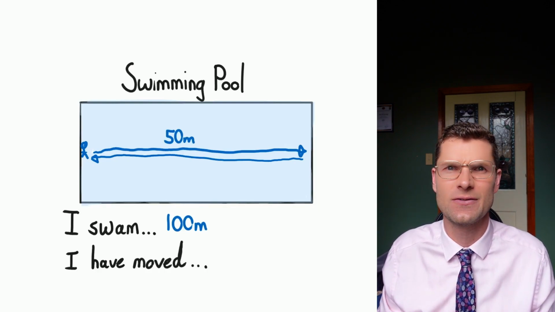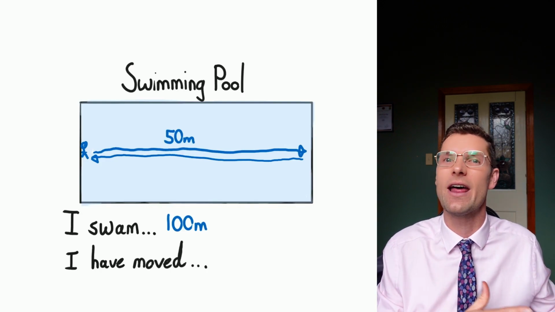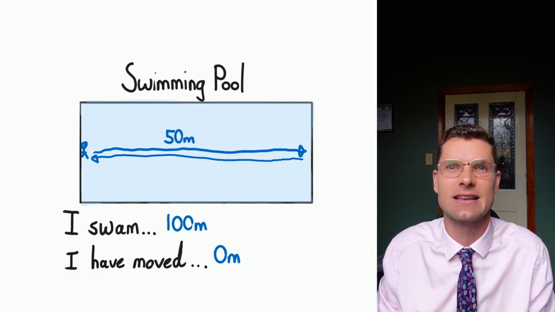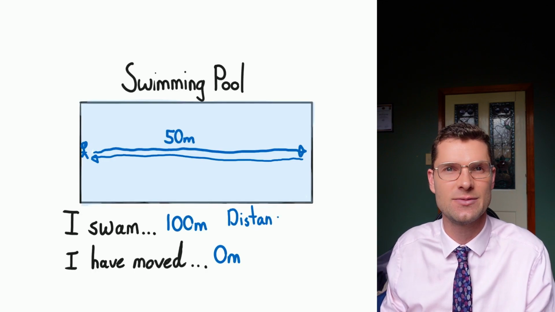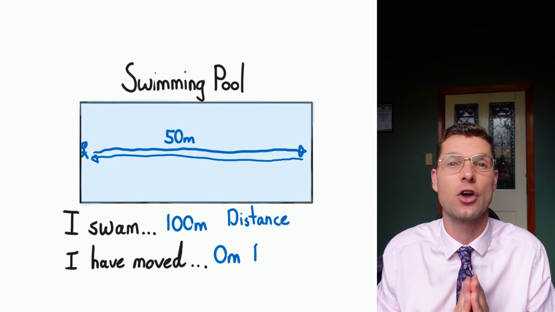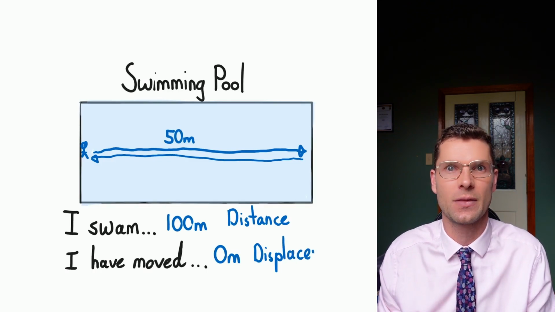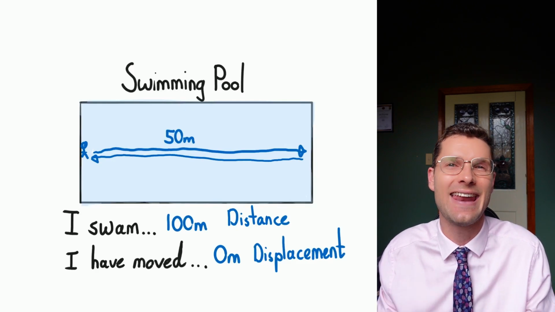So for the distance, we've done 100 meters, but the amount of change in my body from when I started to when I ended is just 0 meters. I've ended up in the exact same place. So the difference between distance and displacement is distance is just the total distance that we went. How far did you actually go? Whereas the displacement is the change in your start and end position.